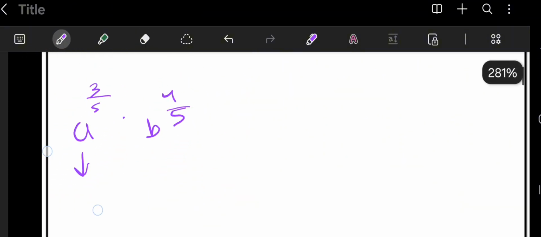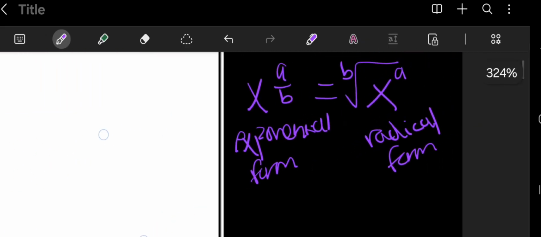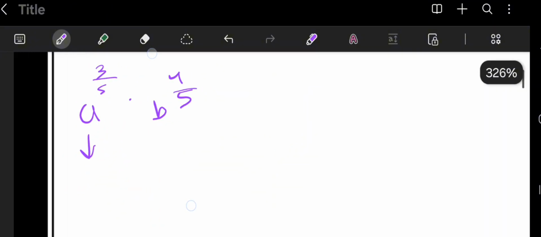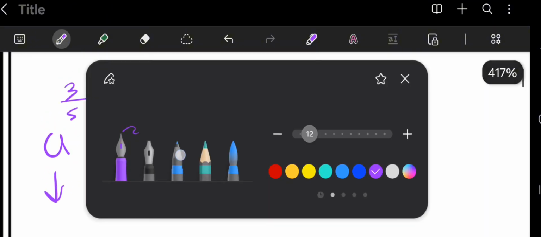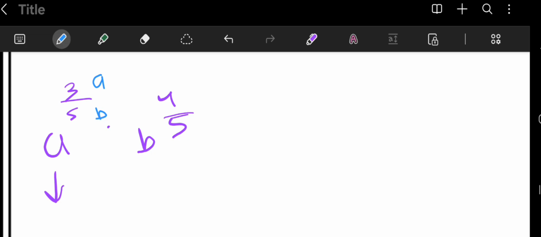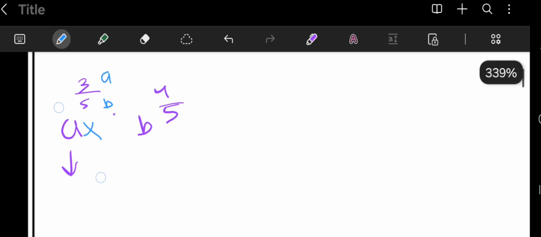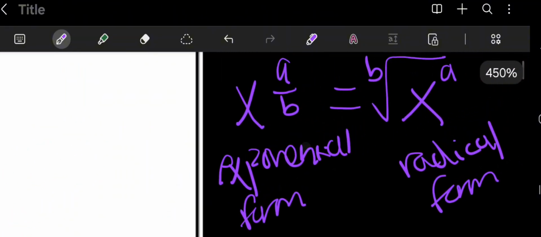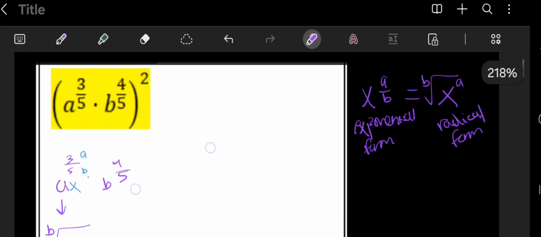So this guy, using our rules that we have right here, x to the a over b is the same thing as the b root of x to the a power. This right here is our a, this is our b, and this is our x. So this would mean if we want to change this little guy to radical form, we would have the b root, so in this case b is 5. And then in this case our x is a. I know that seems a little complicated, but our x is a, and our a right here is 3.